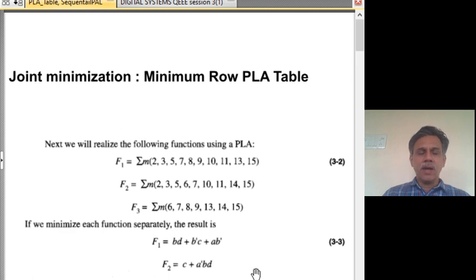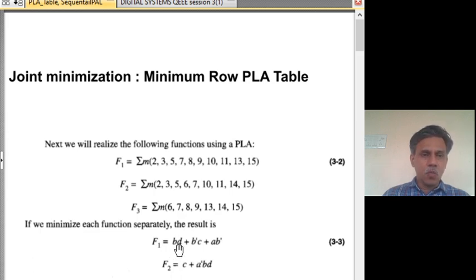But what we understand by looking at it is that, to realize all 3 functions, we need all these terms. So each term has to be realized. But if one term is replicated, it is enough if you realize it once. So we are looking at the number of distinct terms that are required to realize f1, f2, f3.